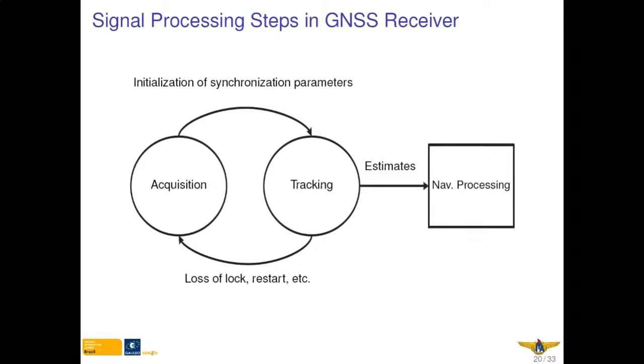The tracking provides certain estimates to the navigation processing. Usually this is time delay, Doppler shift, and carrier phase, and based on these estimates, what's called a pseudorange is calculated, and with pseudoranges, navigation and positioning can be performed.